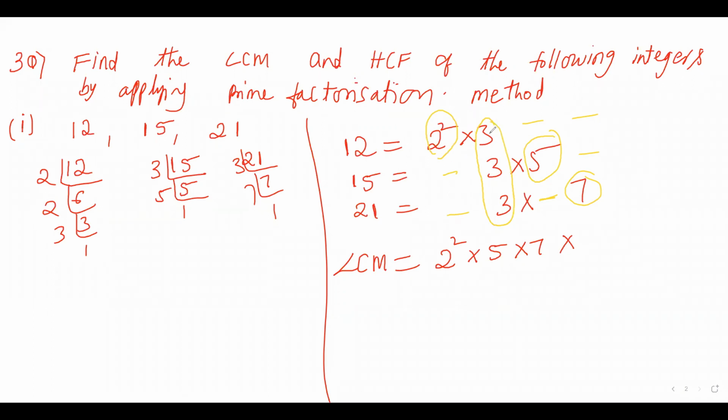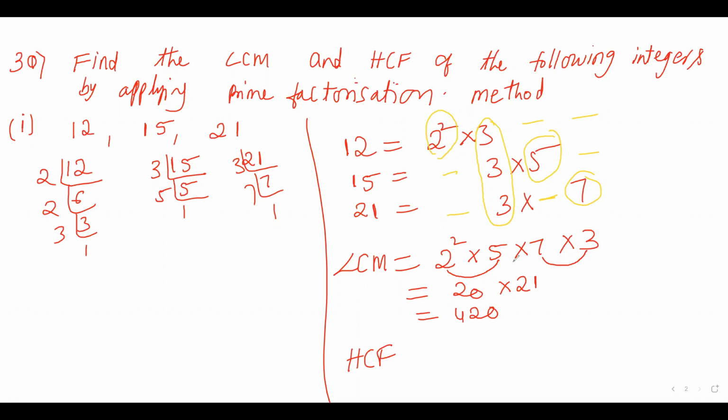So if you have common factors, then the smaller one you have to take. Here all are threes, so any one 3 you can take. 4 fives are 20, 7 threes are 21. I think this product will be 420.